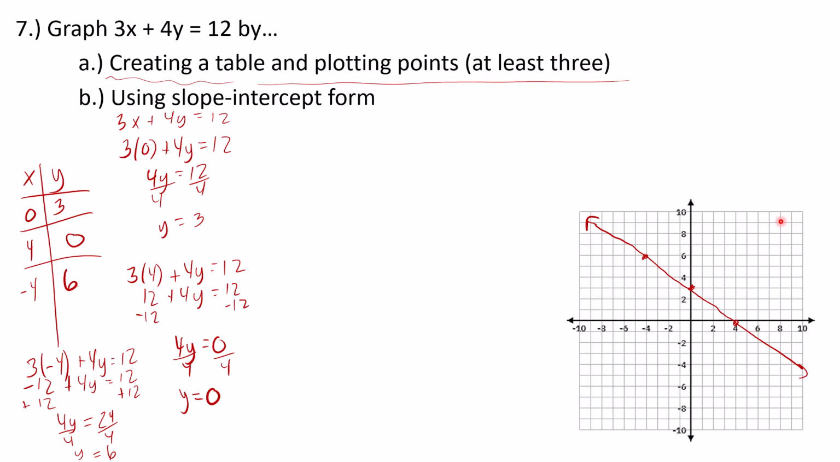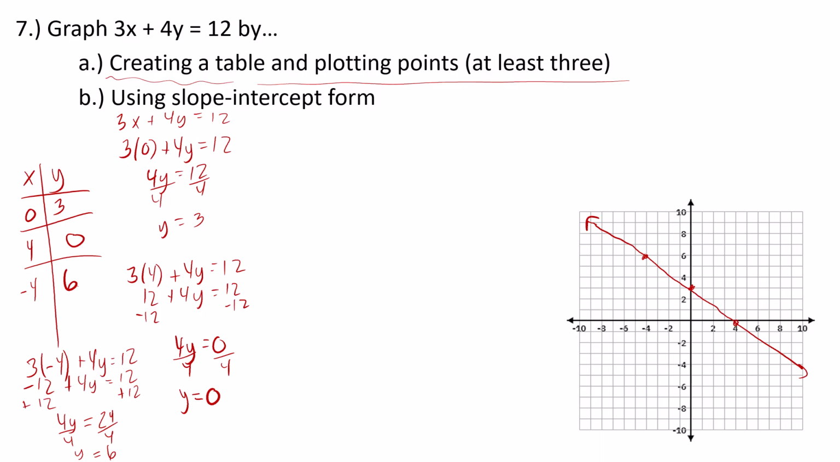If your line goes this way, that's not okay. If your line has a y-intercept way down here, that's not okay. But as long as your points are reasonably close to, yes, I think they're on the same line as hers, then you're doing okay.